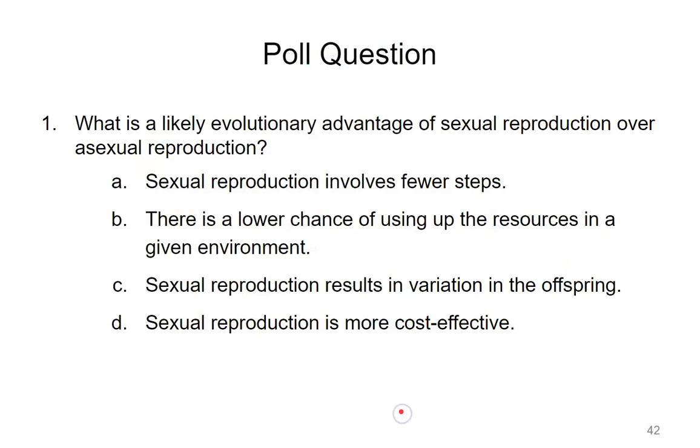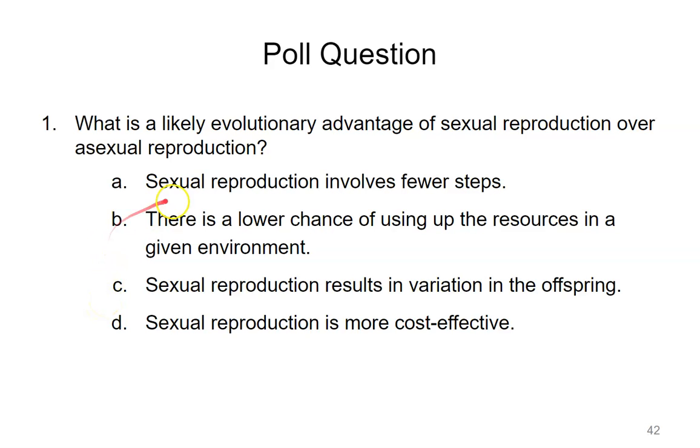Okay, so poll question. What is a likely evolutionary advantage of sexual reproduction over asexual? So let's think about asexual reproduction. We don't get that many offspring with asexual, and they're identical to the parent cell. So the evolutionary advantage for this one, sexual reproduction results in variation in the offspring.